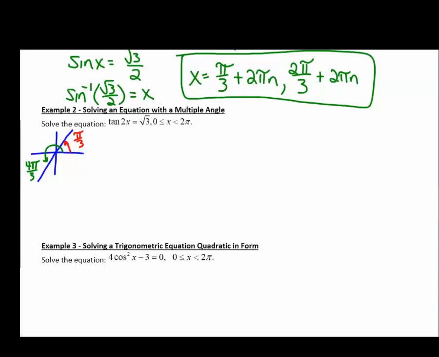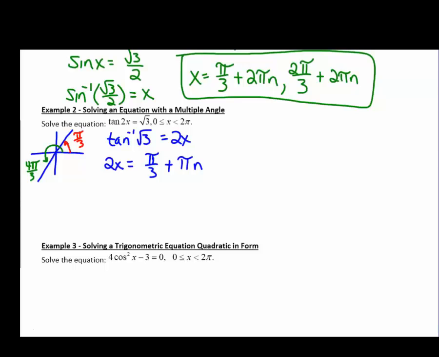All right, so we know that the inverse tangent of the square root of 3 is equal to 2x. Well, we know that 2x has to be equal to pi over 3. It's also going to be equal to 4 pi over 3, but we really don't need to worry about that right now, because we know that we need to add pi n to our angle measure to get all of the angles that are coterminal with pi over 3.